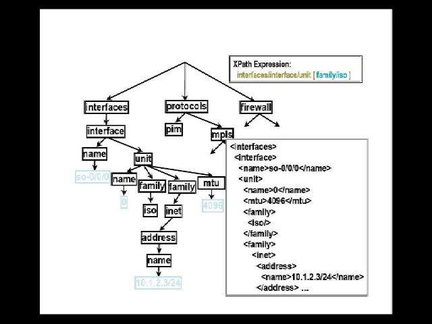So in this example, it's looking for interface unit nodes, and then in the square brackets it has what they call predicate expressions, which are Boolean expressions. In this case, it's testing for the existence of the family and the ISO tag. So this will select the unit pointed to by the arrow, because it matches the path and it satisfies the predicate.